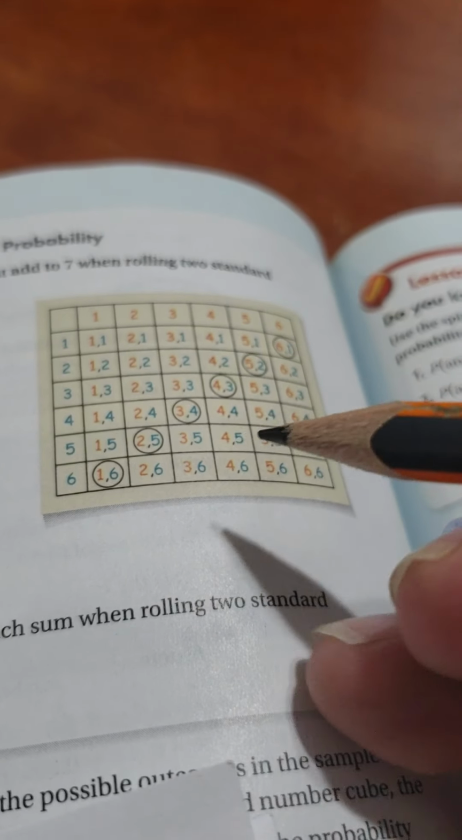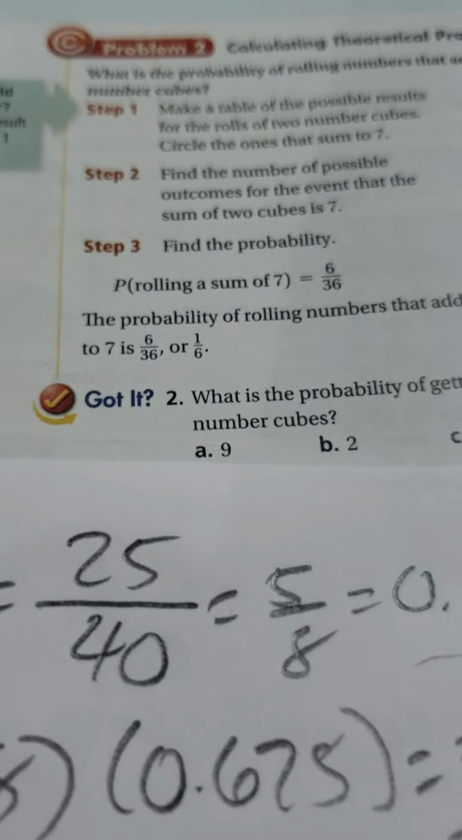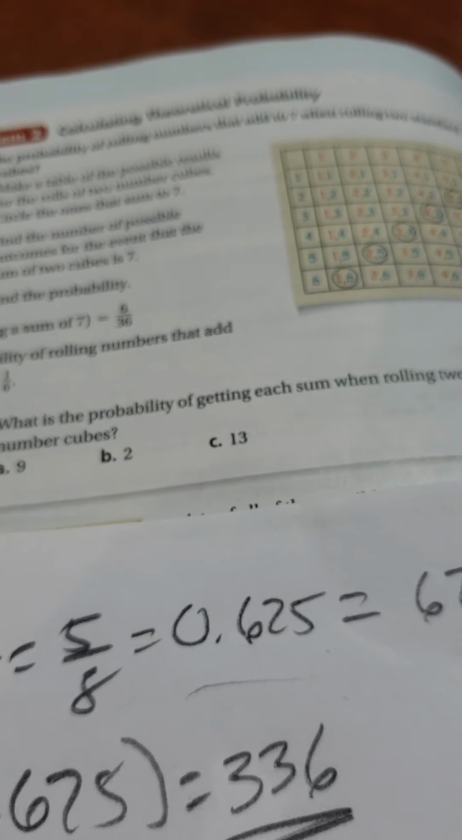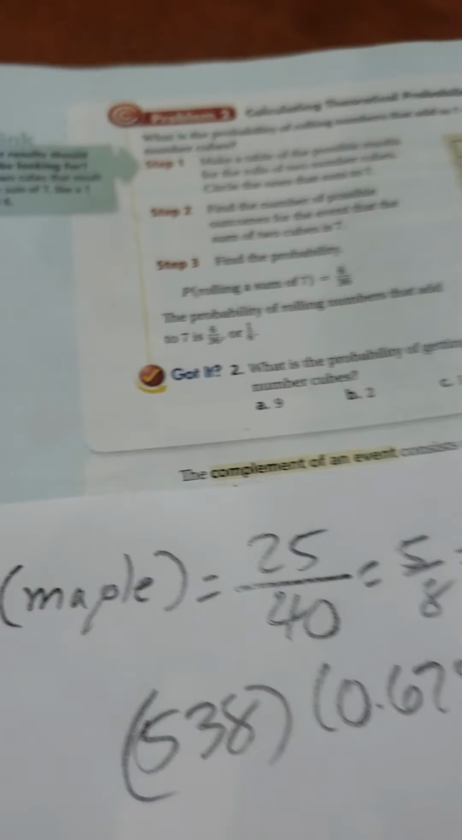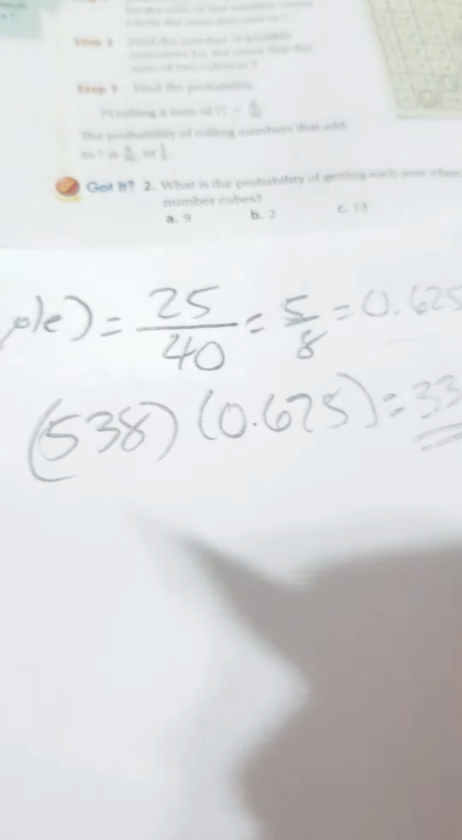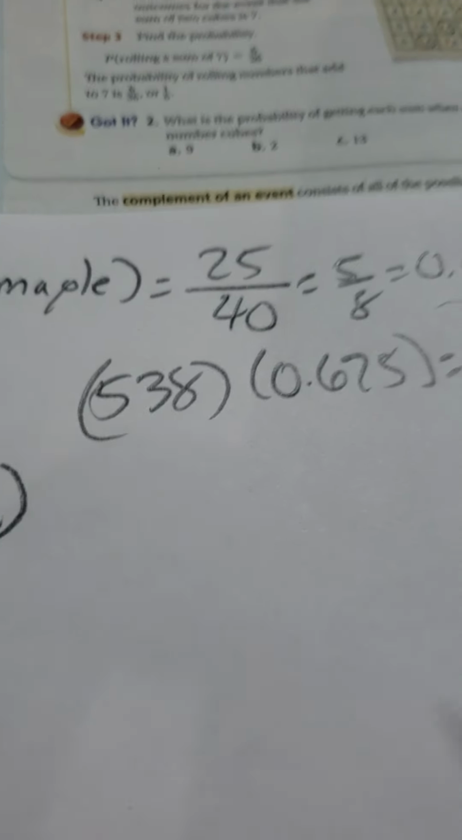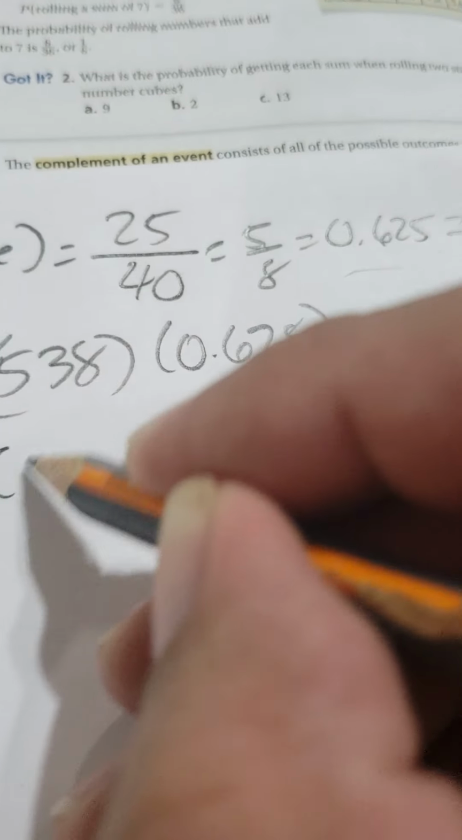Now, let's answer the question. And by the way, the number of possible events is 36, 6 times 6. In this example we have 36 possible events. Now, let's go to the questions. It says, what is the probability of getting each sum when rolling 2 standard number cubes? Number 8 says the sum is 9, P of 9.